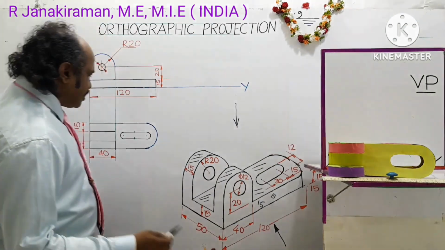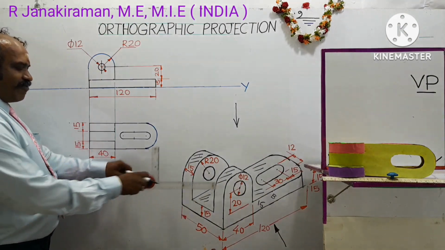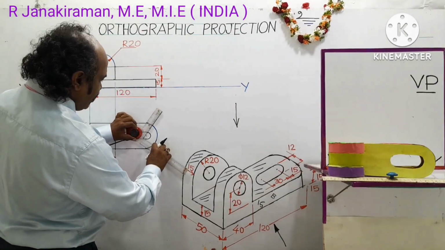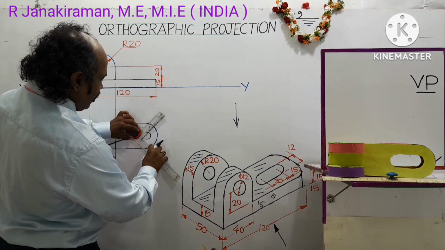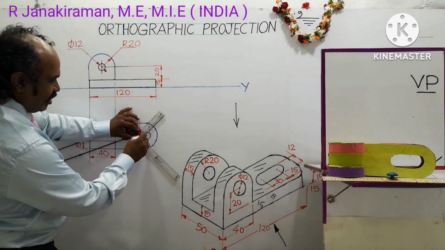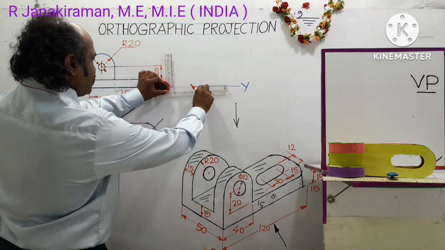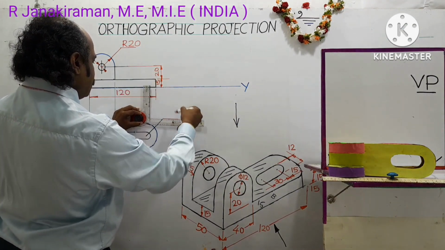So the arc radius is taken as the same as this arc, 20 mm. Let us dimension this. Release your drafter scale and draw one 45-degree inclined line, called a leader line, inclined at 45 degrees. Reset your drafter scale to horizontal position and draw one horizontal line here.